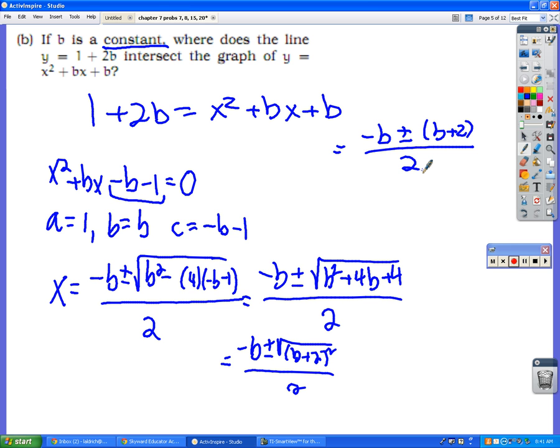So if I go negative b plus b plus 2, the negative b and the plus b will cancel, right? And 2 over 2 is 1. So that's one of my answers. And then if I go negative b minus b minus 2, I get negative 2b minus 2 all over 2. So negative 2b minus 2 over 2 is really negative b minus 1.